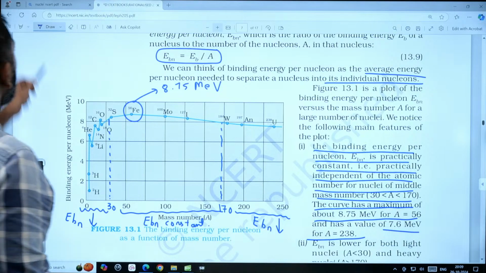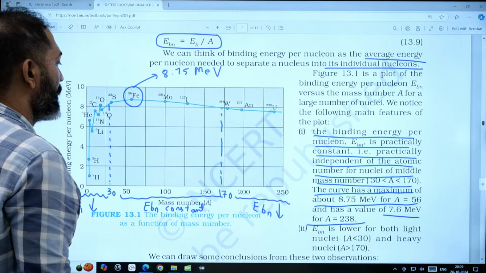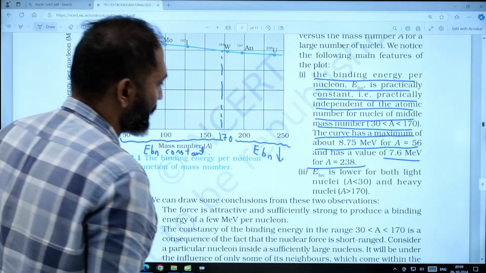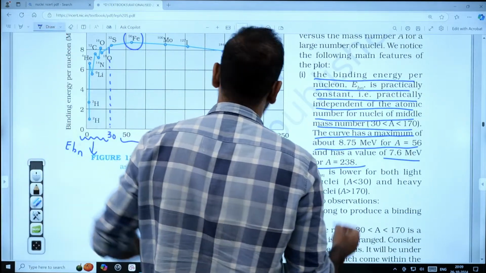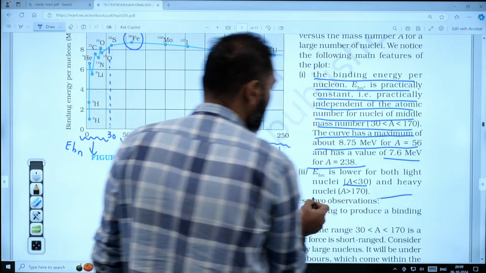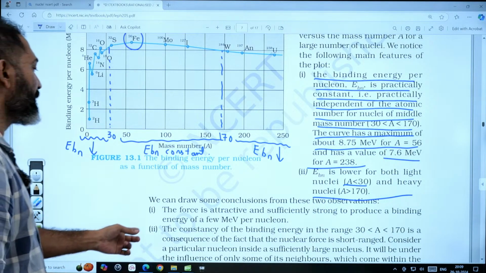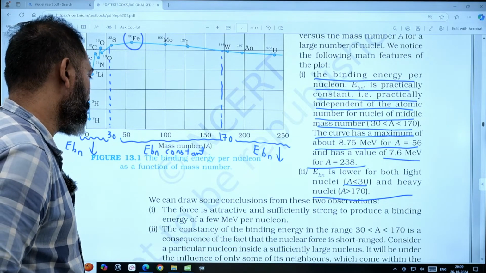Again, continuing. EBN is lower for both light nuclei and heavy nuclei, with mass number less than 30 and mass number greater than 170. We can draw some conclusions from these two observations. The force is attractive and sufficiently strong to produce a binding energy of a few MeV per nucleon. What is the nuclear force? They are attractive, sufficiently strong to produce a binding energy of a few MeV per nucleon.